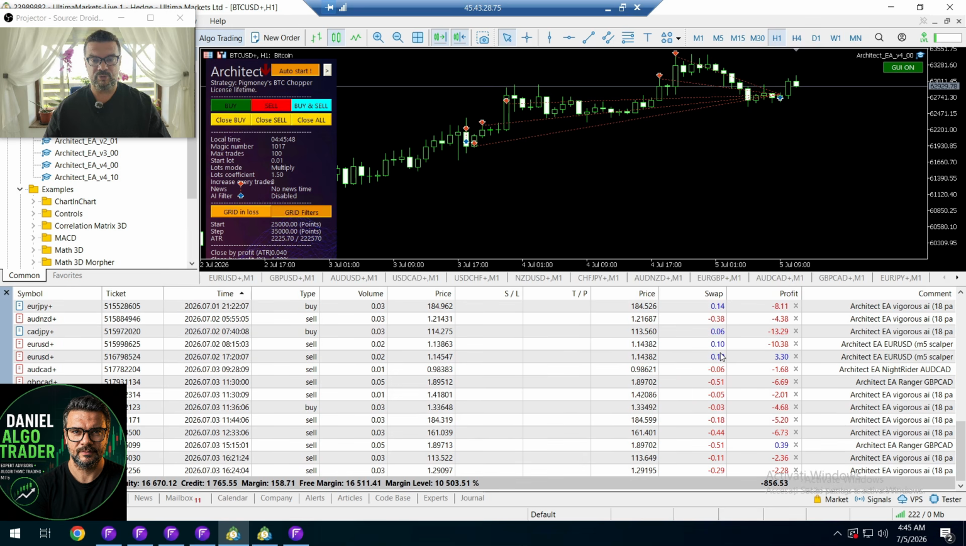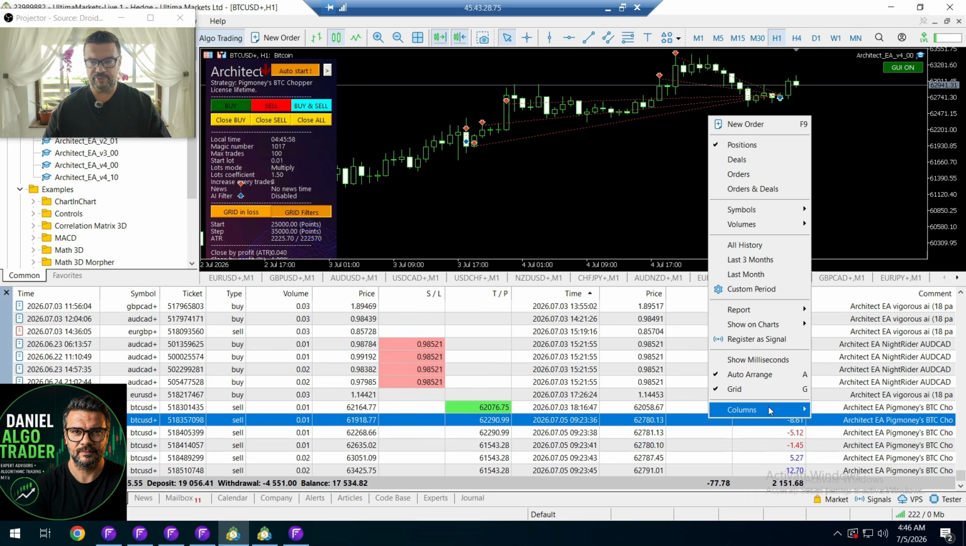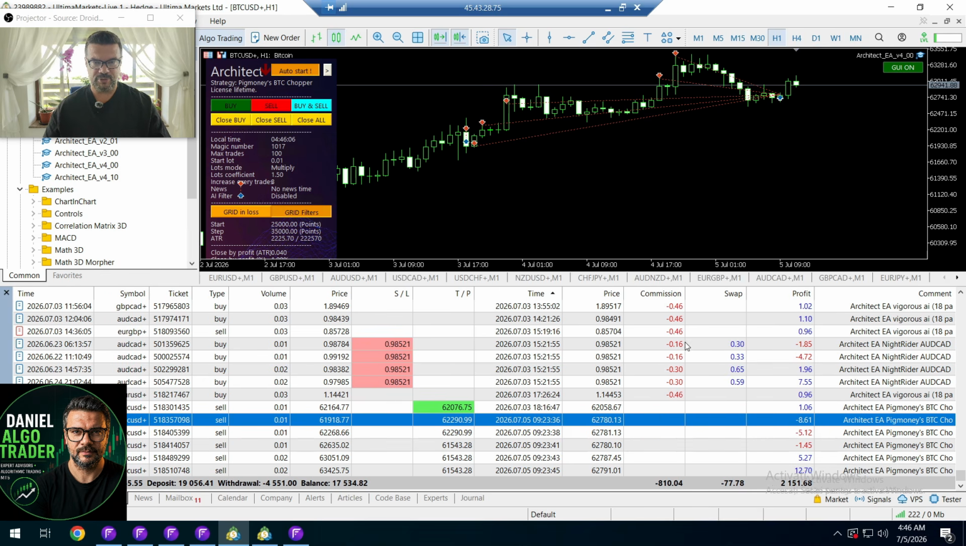So total at this moment, there are some positive as well. At this moment, the drawdown is around $856 on this account. If I look at the history, the total profit that it created was $2,151. But I need to add here also the commissions, because you pay commission for everything you do. The swaps were like minus $77 and the commission was minus $800. So a total of $1,260.